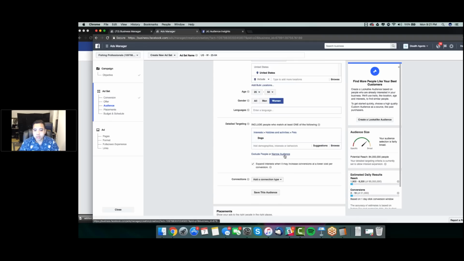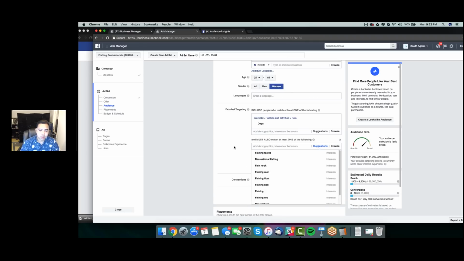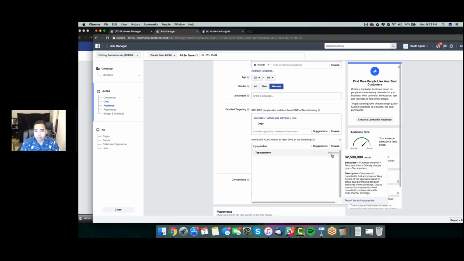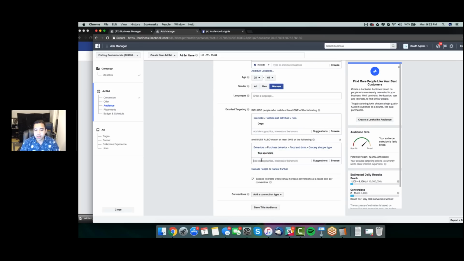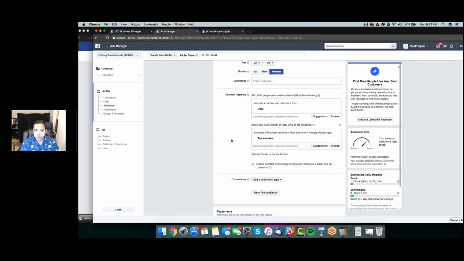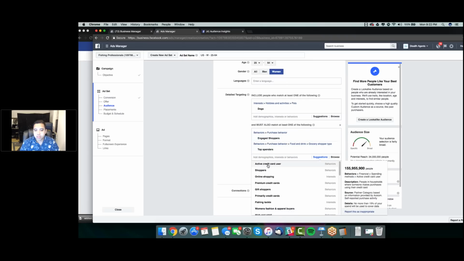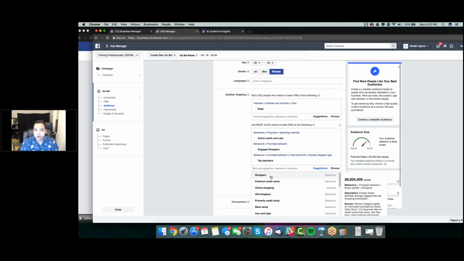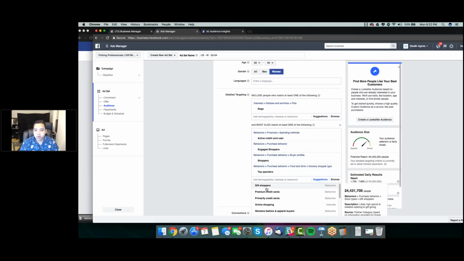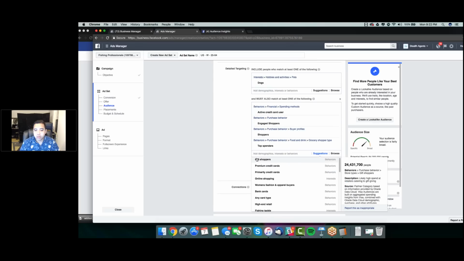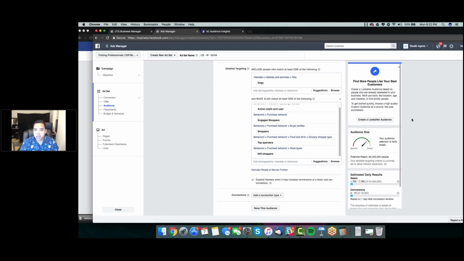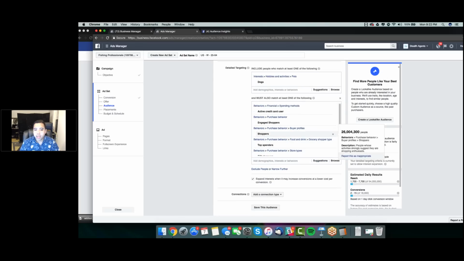Then we can narrow it down further and say these are people who are top spenders, people who, based on their behaviors, spend online. If we click on this, typically Facebook will give you some similar interests, like engaged shoppers, credit card users, shoppers. They're gift shoppers. They buy gifts a lot. So now we have people who like dogs and are shoppers.